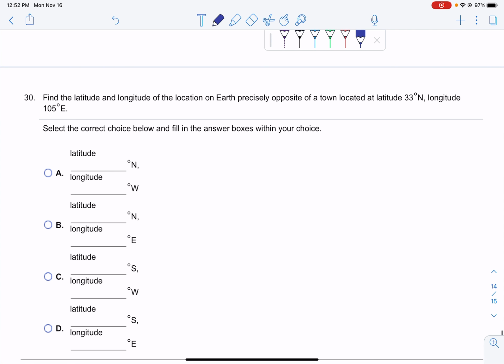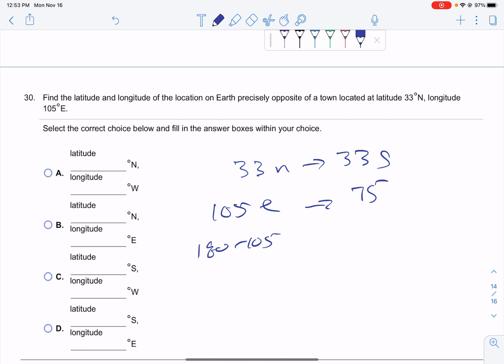Okay, number 30. Same thing, 33 degrees north, 105 east. The opposite of 33 degrees north is going to become 33 degrees south. For 105 east, we do 180 minus 105. That gives us 75, but we change the east to west.